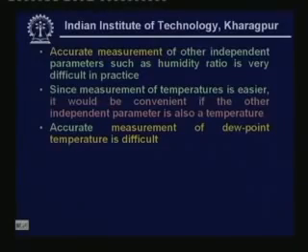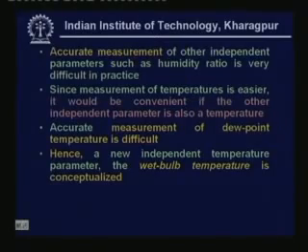But could it be the dew point temperature? Accurate measurement of dew point temperature is difficult. So, even though dew point temperature is also a temperature, taking that as an independent parameter is difficult in practice because measurement of dew point temperature is very difficult, okay, just like humidity ratio.